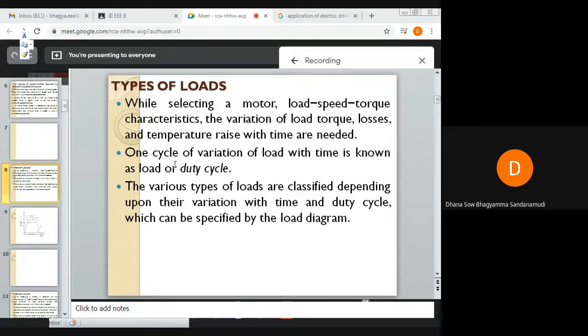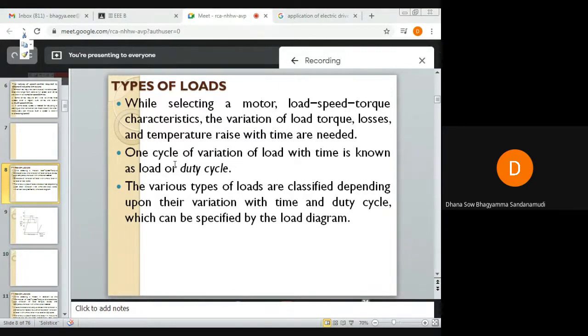So what are all the losses that occur in this motor, and how does the temperature rise when the motor is running? What is the rise in the temperature in the motor with respect to time? We must also consider these factors. So while selecting a motor, not only the characteristics are to be considered, but how the load torque varies under running condition, what the losses are, and how the temperature will rise with respect to time.